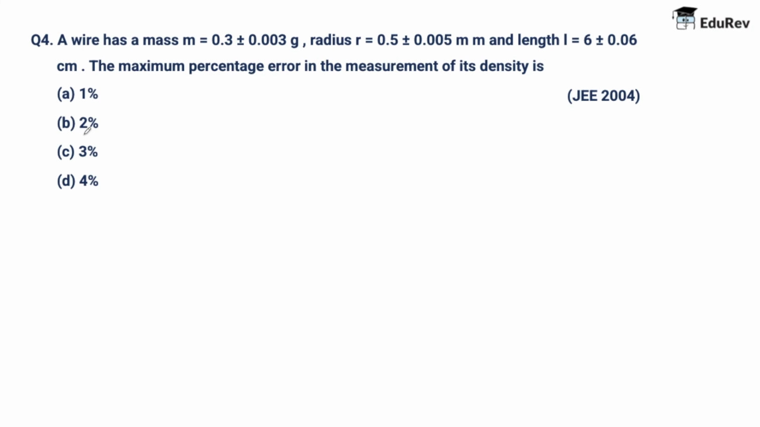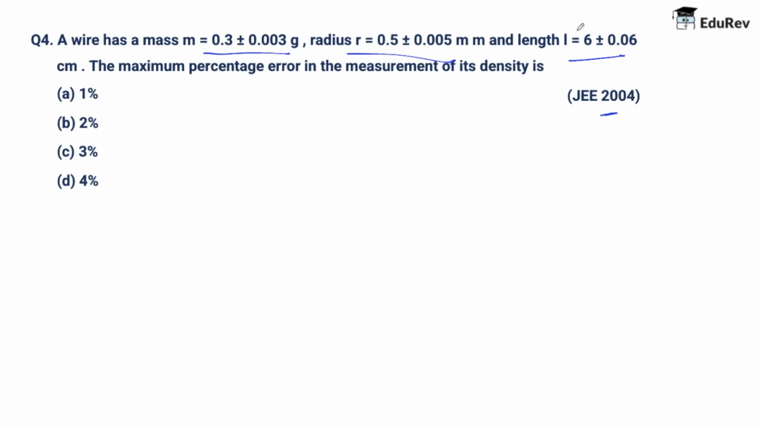Now let's move on to the next type of questions, that is type 3 of questions. Alright, so let's start with question number 4. Now keep in mind that this question came in JEE 2004. So if you are able to solve this question, that means you have a good hold over this chapter. So let's read the question. A wire has a mass of this and radius this and length this. So the maximum percent error in the measurement of its density is going to be what?